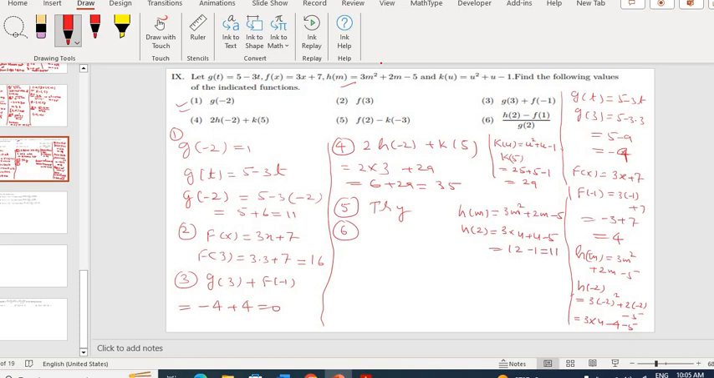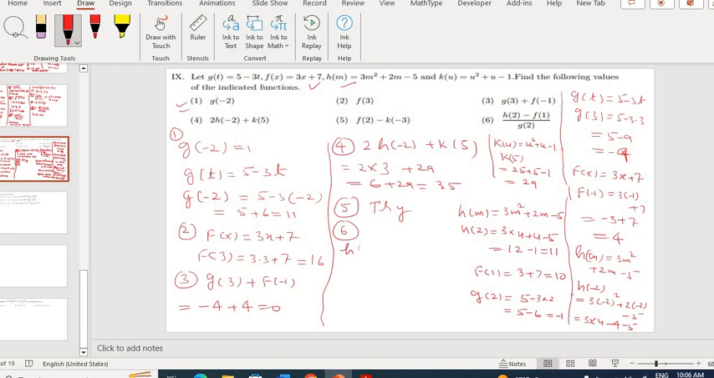And f of 1. f of 1 means from here, just replace x with 1. So it is 3 plus 7. That means 10. And then g of 2. g of 2 means from here, g of 2 is 5 minus 3 multiplied by 2. So 5 minus 6 is equal to minus 1.